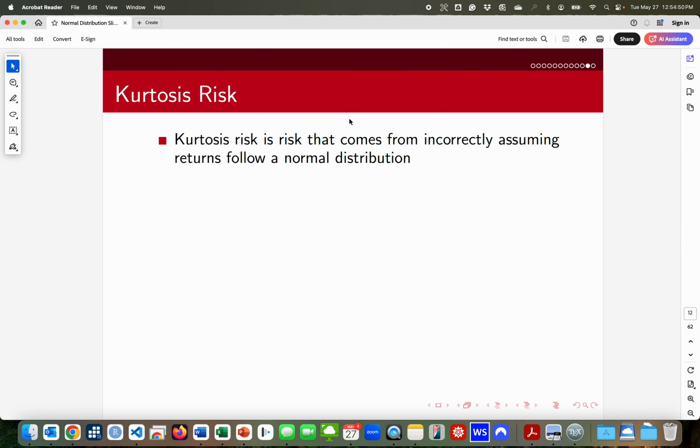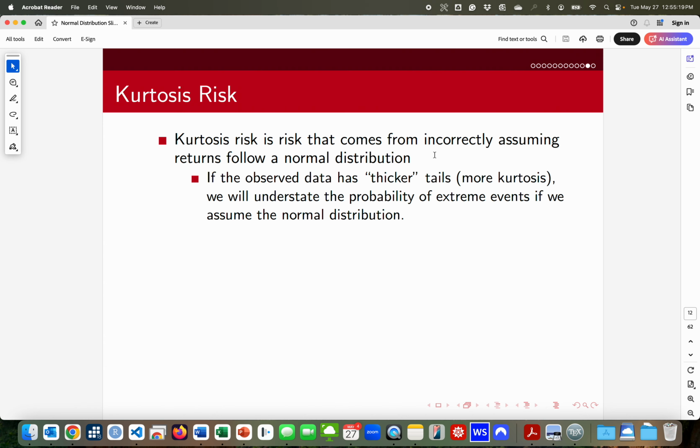So if you're thinking about returns and you know something has an average return of 3% and a standard deviation of 2%, you take that information, you apply the normal distribution, and you're going to estimate the probability that you get a large positive or negative return. But you may underestimate how likely that actually is to occur because you incorrectly assumed the normal distribution. If it has thicker tails than the normal distribution, you're going to underestimate those extreme events.